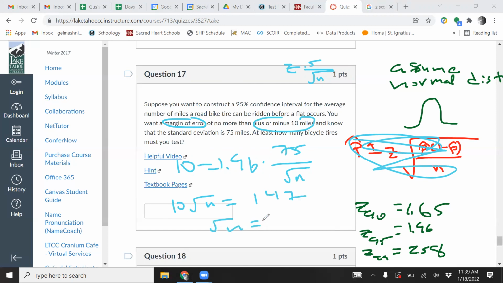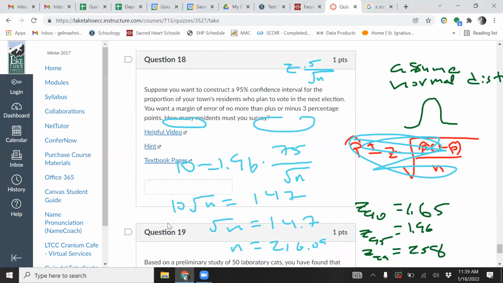Root n equals 14.7. n equals 14.7 squared. So you have about 216.09. So you probably need about 217. Just round up, so you need about 217. So it's just a little algebra. The other ones are kind of the same thing.